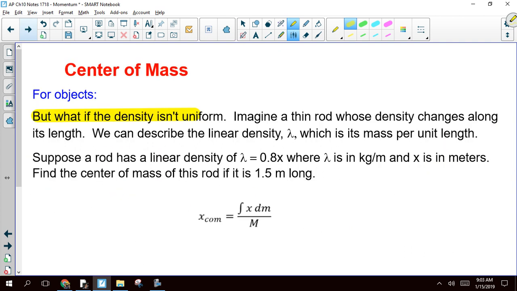So here we've got a thin rod whose density changes along its length. We can talk about what's called linear density. Lambda is what we call linear density. It is mass per unit length. But it's changing, right? The density changes.